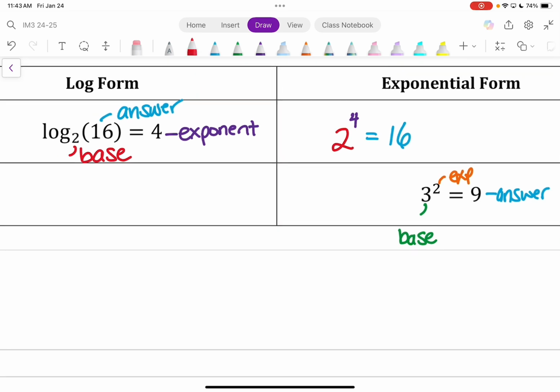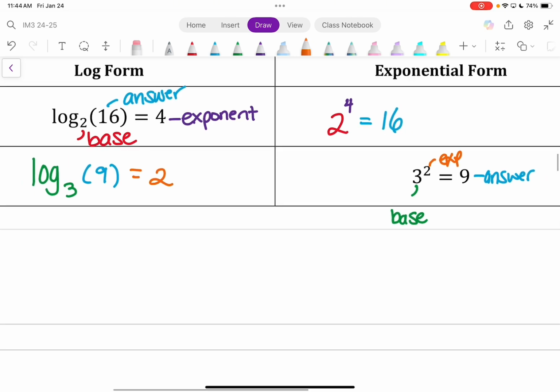For example, here we are looking at log base what? What is the base for the second example? Log base 3 of, remember that the answer goes in the middle, so log base 3 of 9, and all of that is equal to 2. Log base 3 of 9 is equal to 2. All right. So let's get some practice with switching from exponential to log form and backwards.